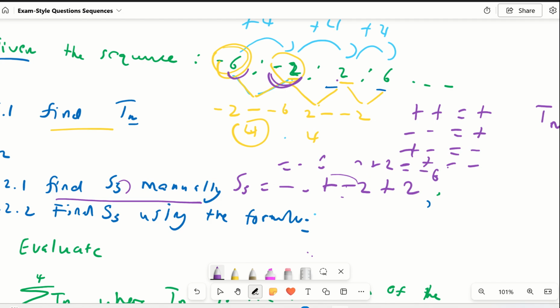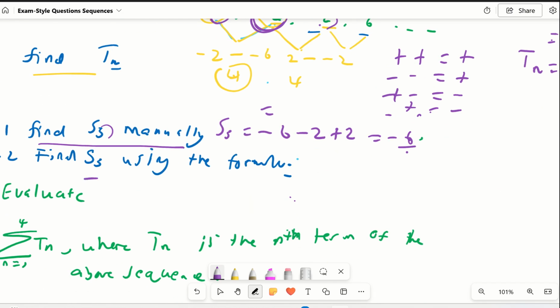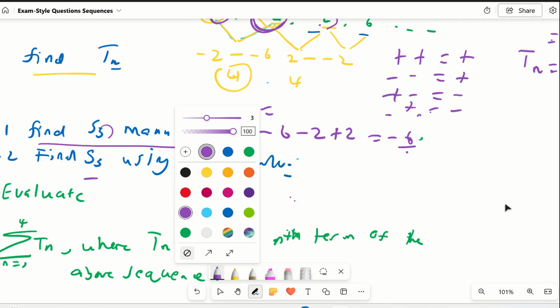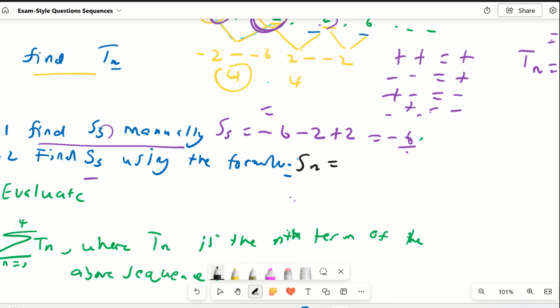Now, a shortcut to this would have been to just go minus 6, and then what comes after, you just write as they appear. Minus 2, then 2. Obviously, what's in front of 2 is just plus. This will give you minus 6. All of us got that. Let's go ahead and find S3 using the formula for the sum of an arithmetic series.